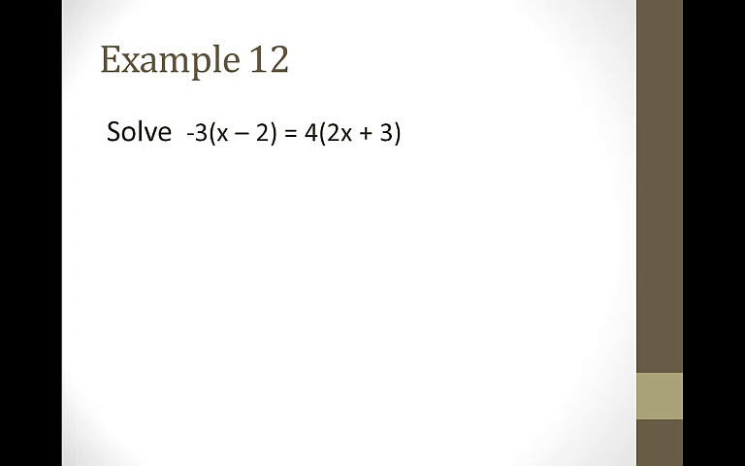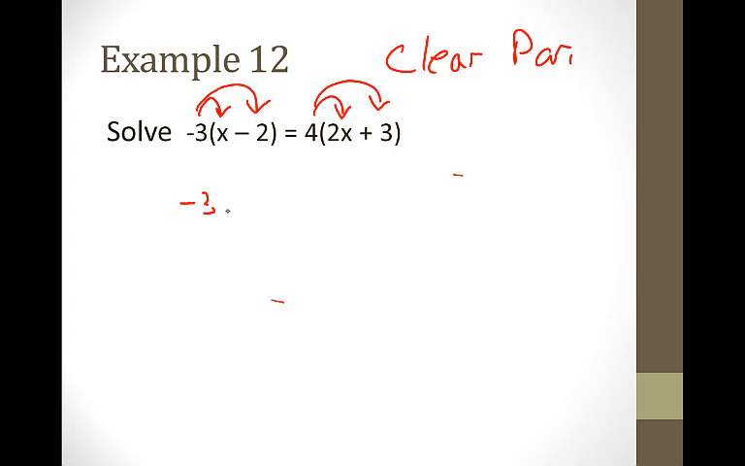Okay, I believe this is the last example. Negative 3 times the quantity x minus 2 equals 4 times the quantity 2x plus 3. We're going to clear parentheses here. So the negative 3 onto both of these guys, and the 4 onto both of the terms in the parentheses. So negative 3 times x is negative 3x plus 6 equals 8x plus 12.